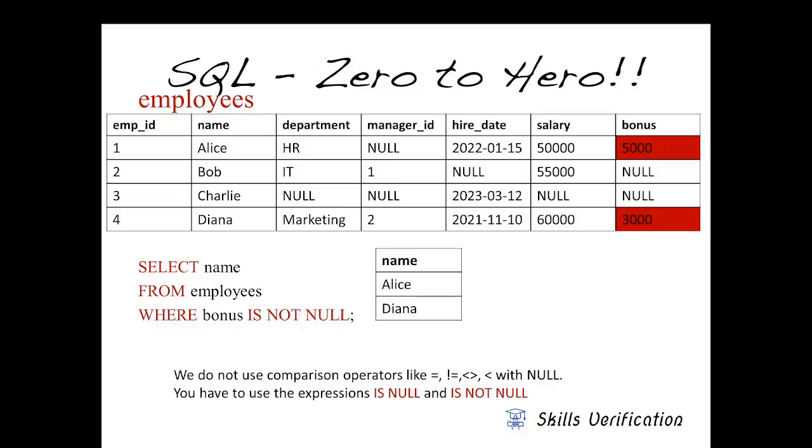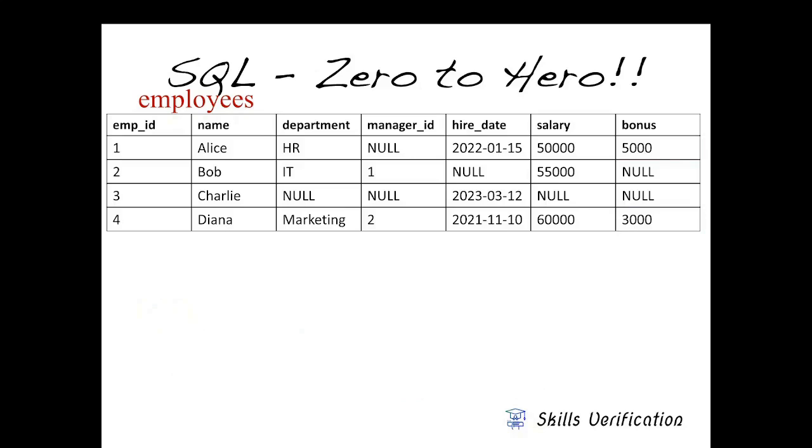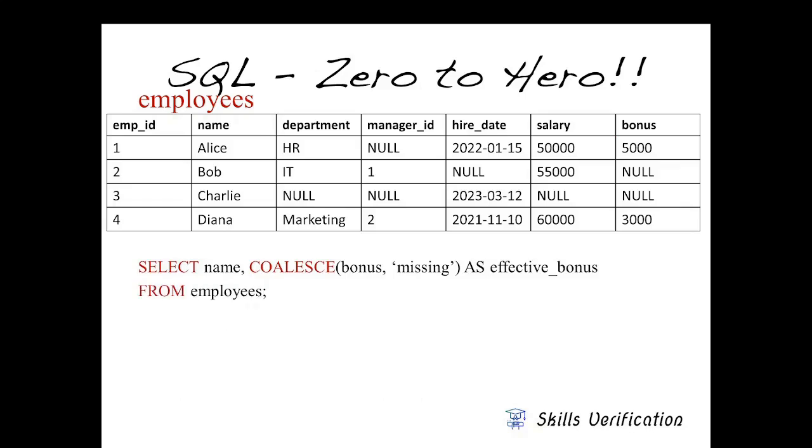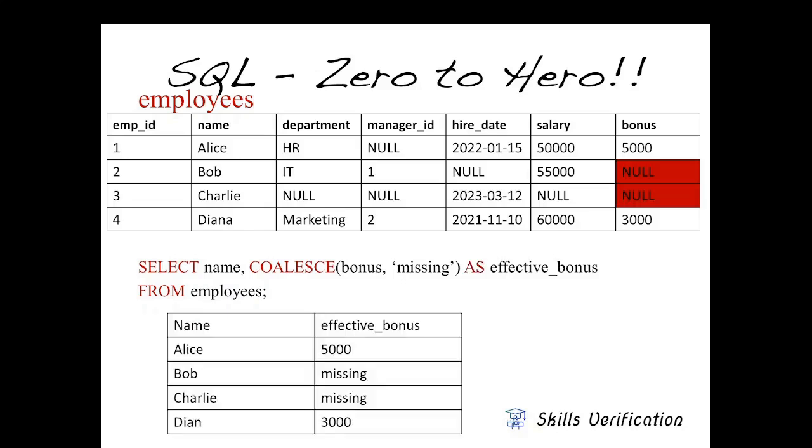Using our employees table, there's a helpful function we can use when working with null values. If we write the query select name, coalesce bonus, missing as effective bonus from employees, this function produces an output worth examining. Let's understand what the coalesce function does. It simply returns the first non-null value in a list of expressions. It's essentially a way to provide fallback values when dealing with null values.